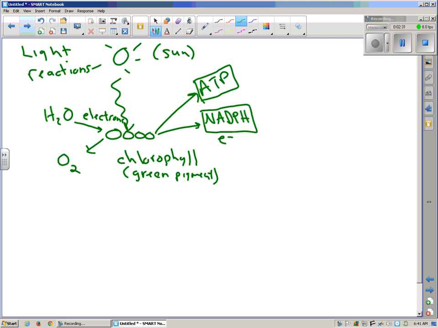Energy from the sun is used to make ATP and NADPH. This guy here is carrying high energy electrons. Those electrons will be lost from chlorophyll. When chlorophyll gets hit by sunlight, it's special and it's releasing these electrons. These electrons are picked up by this here and by ATP here. That is the light reactions.